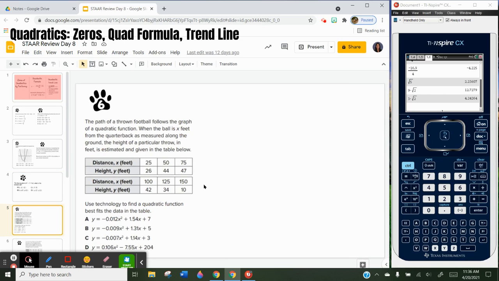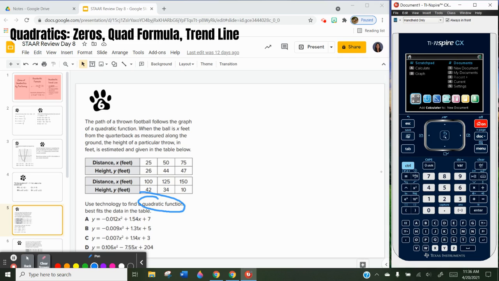The path of a thrown football follows the graph of the quadratic function when the ball is x feet from the quarterback as measured along the ground. The height of a particular throw in feet is estimated and given in the table below. Use technology to find the quadratic function that best fits the table.